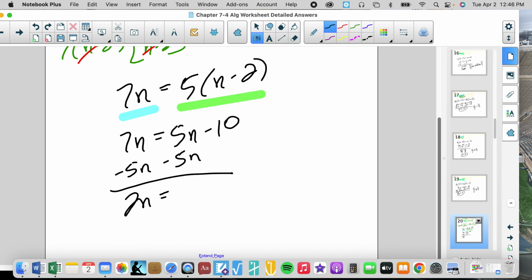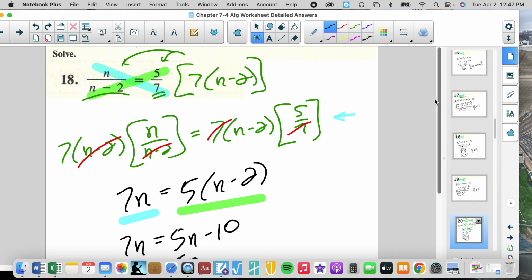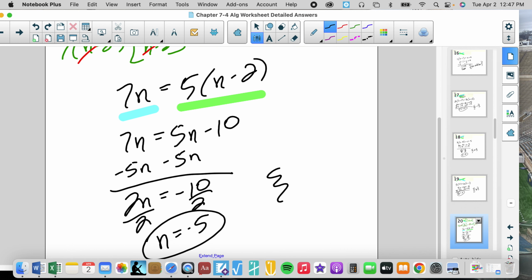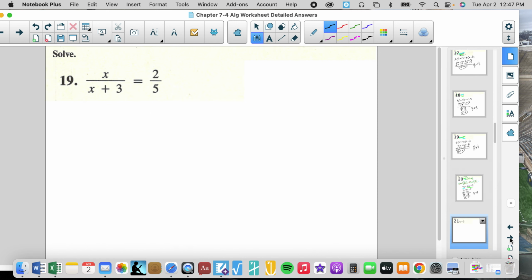And almost forgot the negative there. Divide by 2, n equals negative 5. Let's look at the denominators. 5 doesn't produce 0, so negative 5 is going to be our answer.